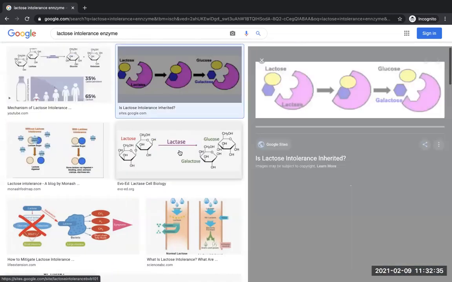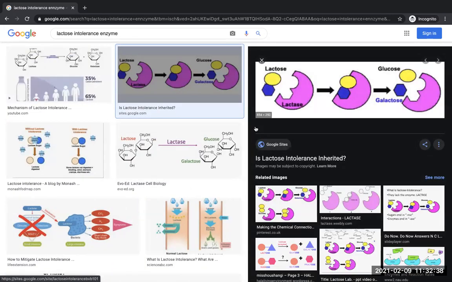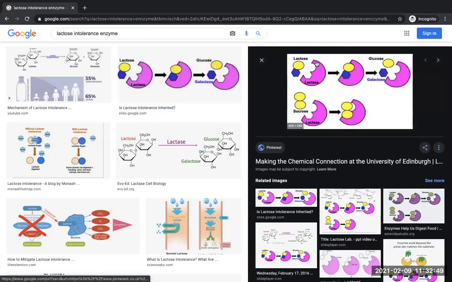So this is what's happening in your body. Your body has an enzyme called lactase. ASE ending, it's an enzyme. OSE, it's a sugar. Lactose has this shape, so it's going to fit with this lactase, and it's going to break it down into galactose and glucose. If you have a DNA mutation, your body doesn't make lactase, or if you have lactase, it's not able to attach to it, then you're going to be lactose intolerant.